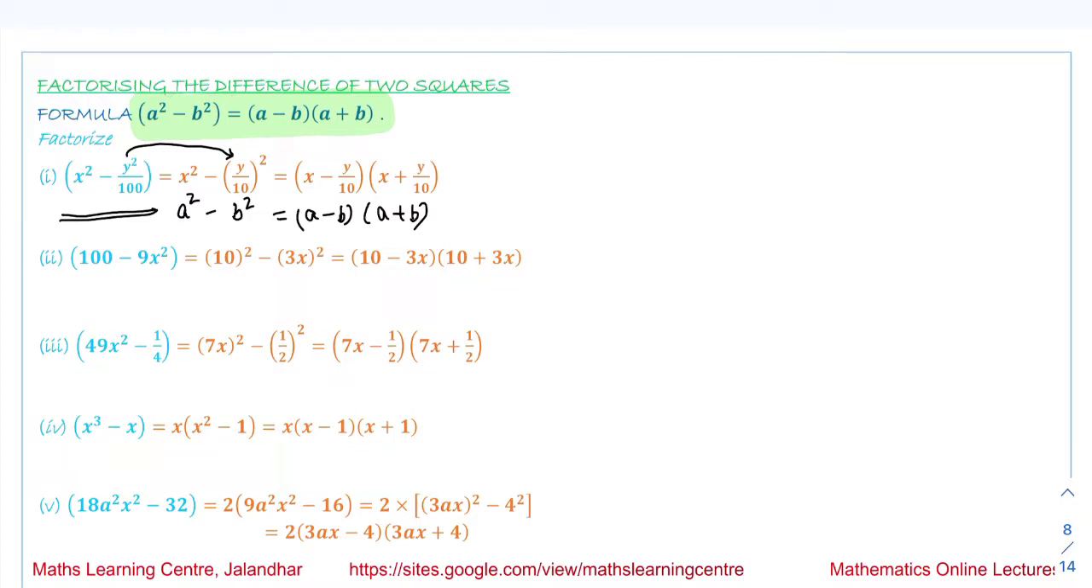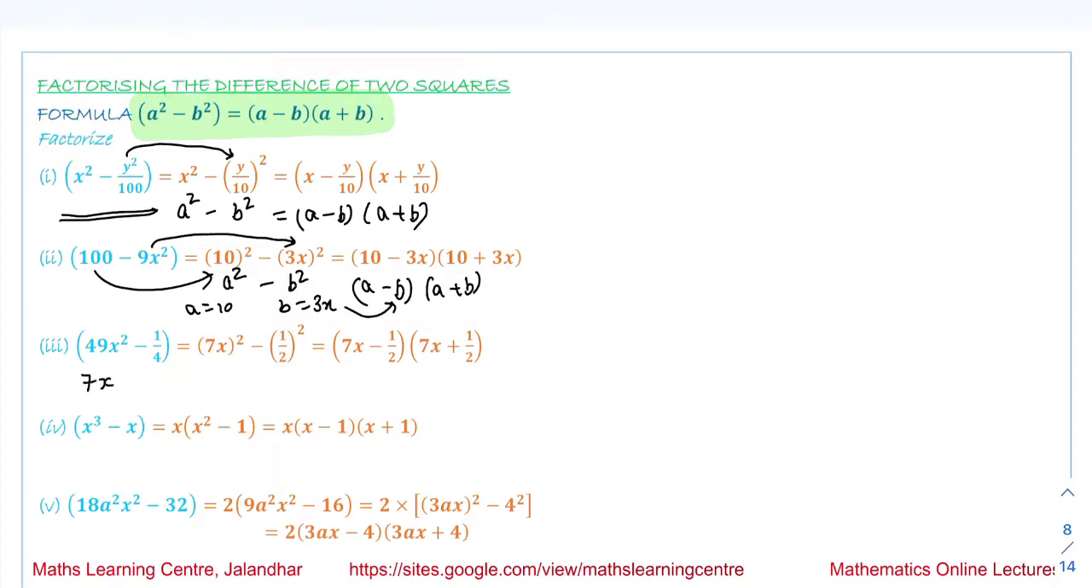So similarly, this question is there. We are writing 100 as 10 square and 9x square as 3x whole square. So this is just like a square minus b square, where a is equal to 10 and b is equal to 3x. Just write the formula a minus b into a plus b. Put these values in this formula, you will get the answer. In the next question, it is 7x square minus 1 by 2 square. Again, you will apply the formula, you will get the answer.